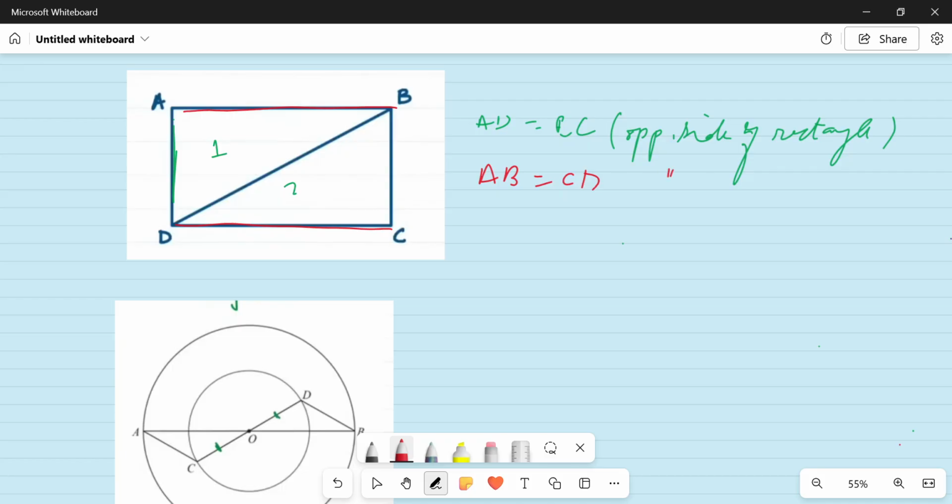And the third one, because we are doing the example of SSS. Can you figure out which third side is congruent? This BD. Can you see this BD? BD is common in both triangles. So with the help of side, side, side, we can say that triangle ABD is congruent to triangle CDB. So we have done the first example.